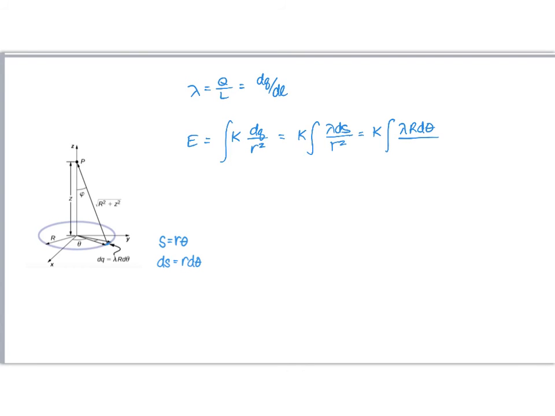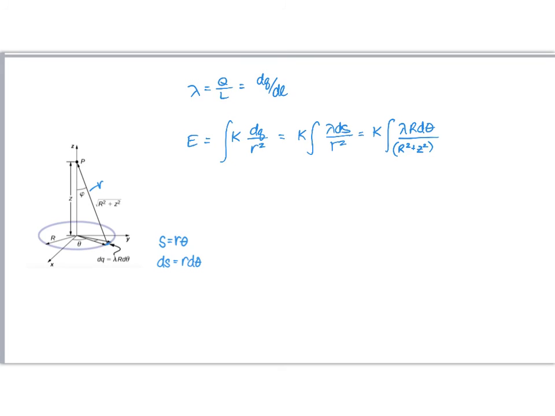Now let's take a look at what r squared is. In my integral, it's this hypotenuse here I called little r, which in this picture it's labeled. We can again use the Pythagorean theorem, and it's going to be equal to the square root of R squared plus z squared. Big R being the radius of the circle, of course.